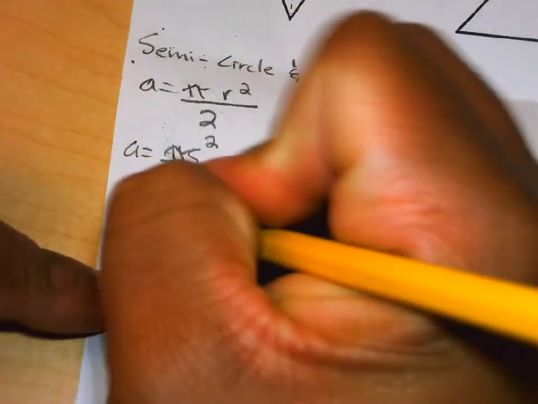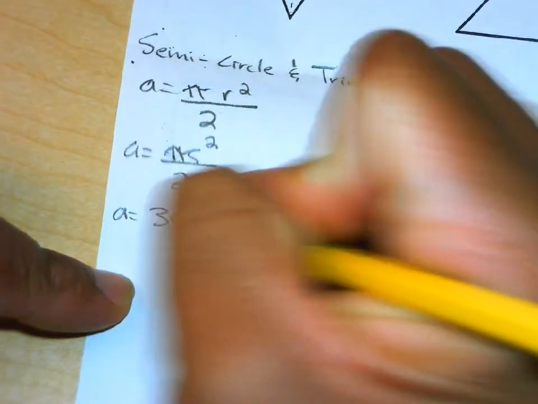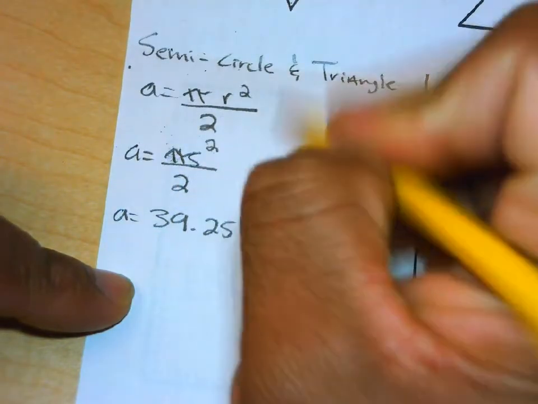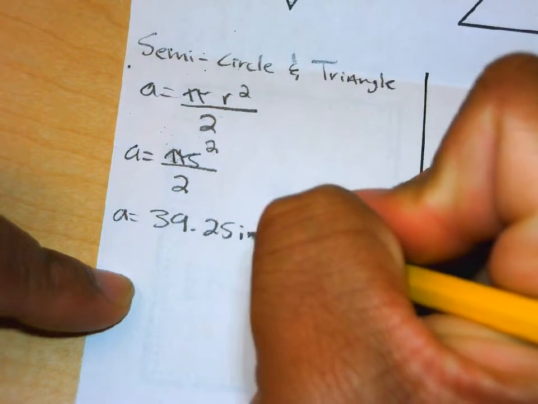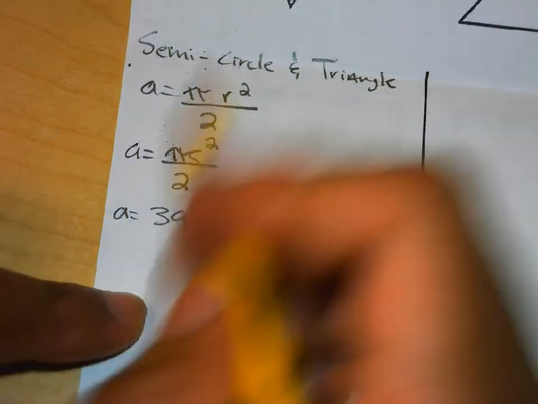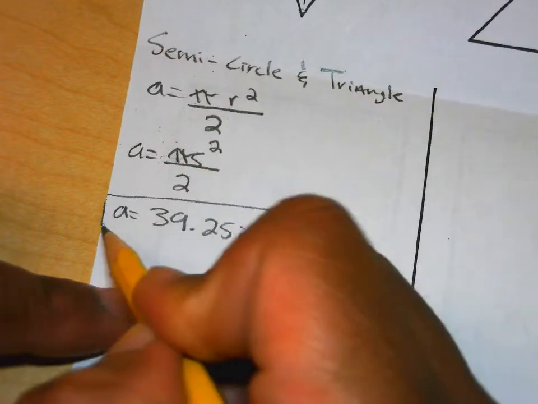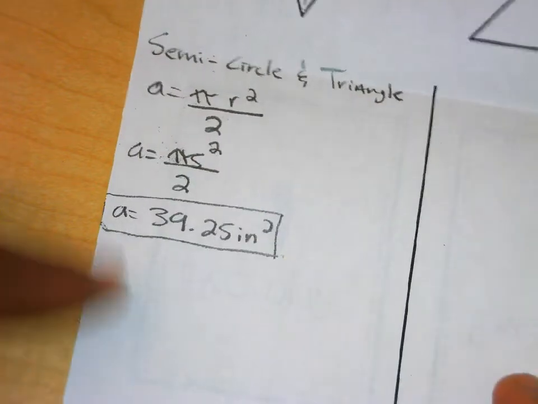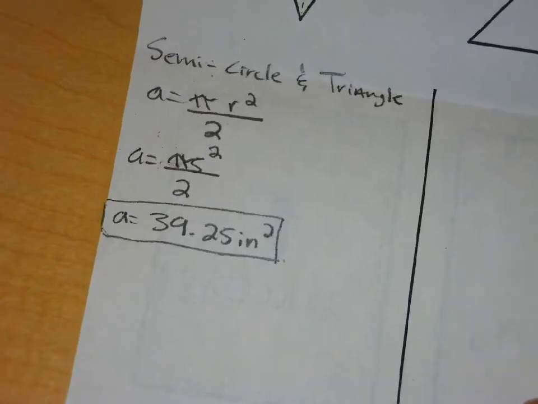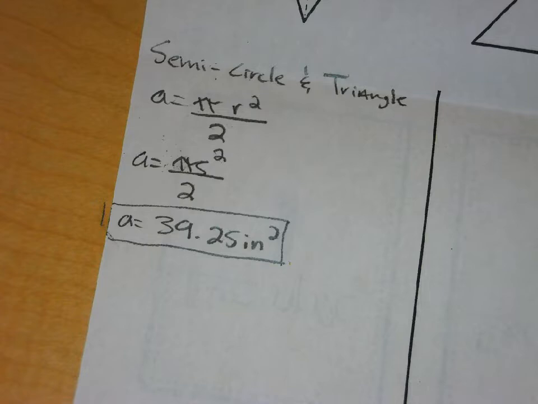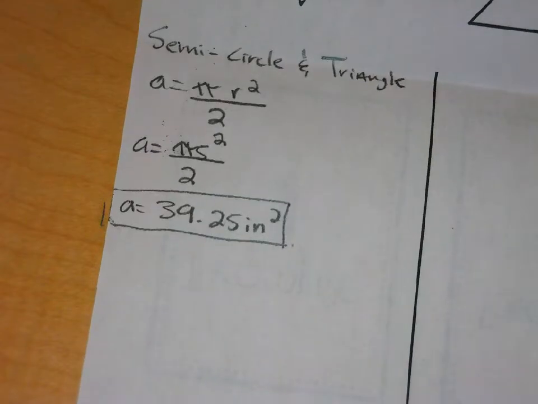Area equals 39.25 inches squared. Now, if your calculator gives you something a bit off from that, it's okay because you use the pi button. If you use 3.14, you get a different answer than if you use the pi button, because the calculator is way more accurate than we are if we just use 3.14. So now we have to do the triangle.